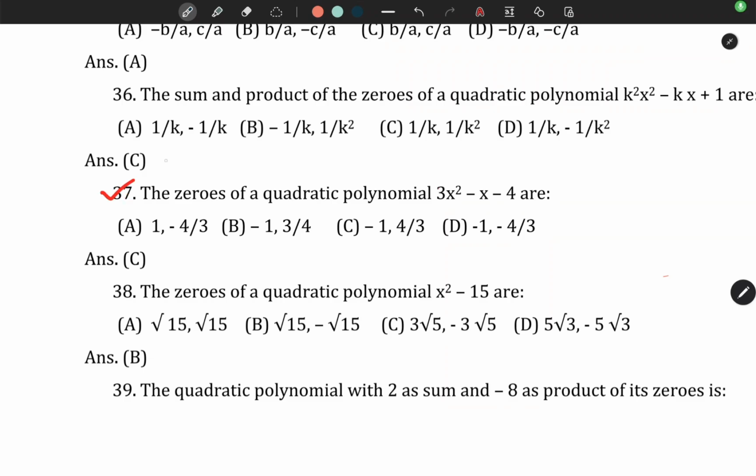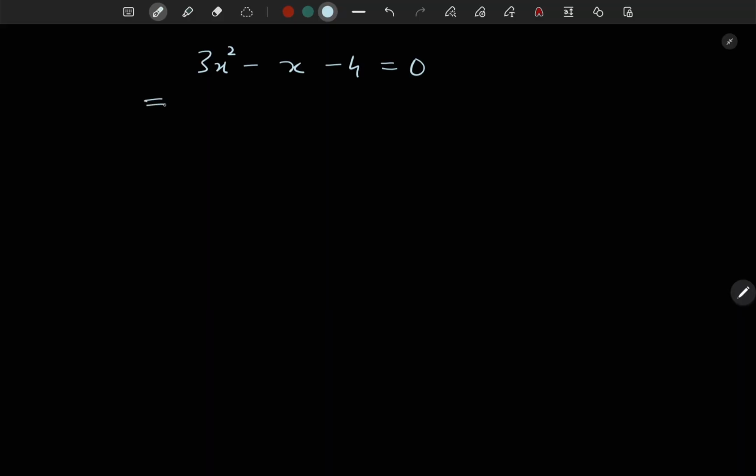Question number 37. The zeros of this quadratic polynomial are. Now to find the zeros of this quadratic polynomial, we'll write this equal to 0 and then we will factorize this by splitting the middle terms. Here the first term is 3x squared, multiply with minus 4. Then if you multiply the numbers 3 and 4, we get 12. 4 into 3 is 12.